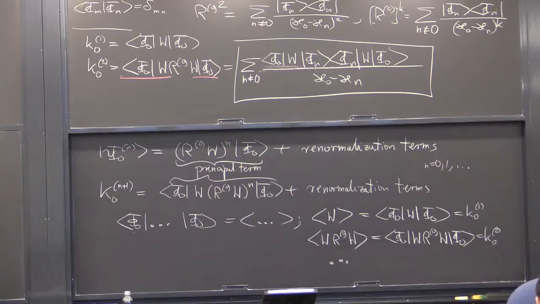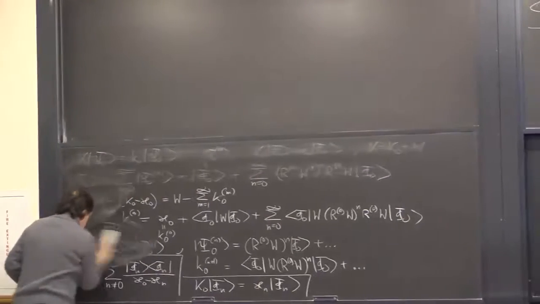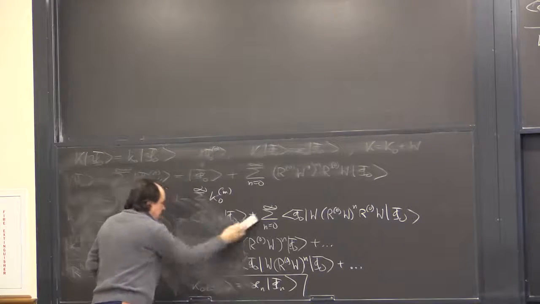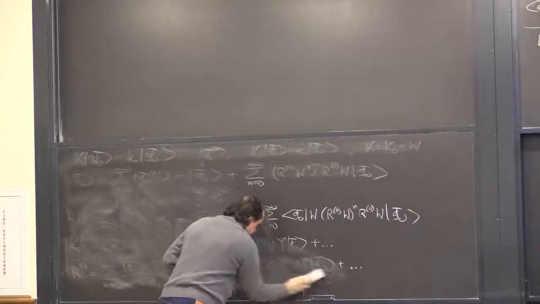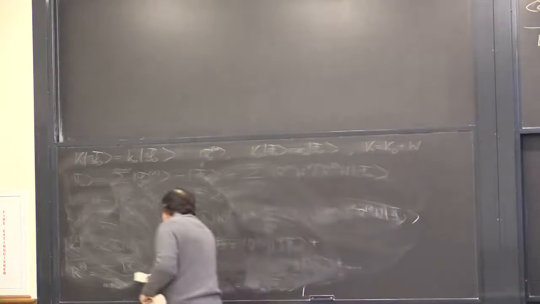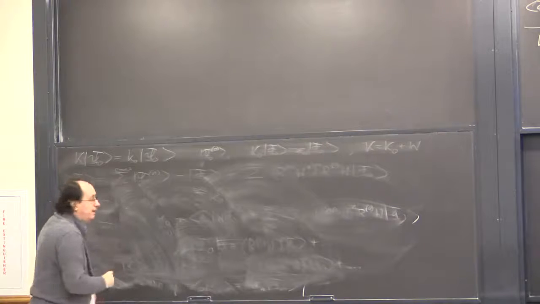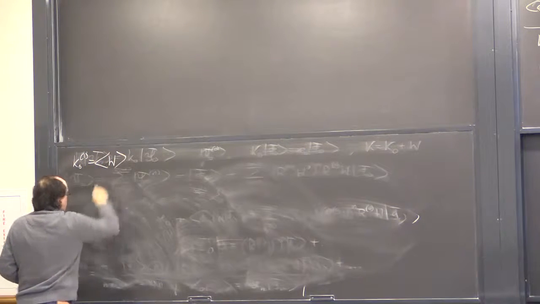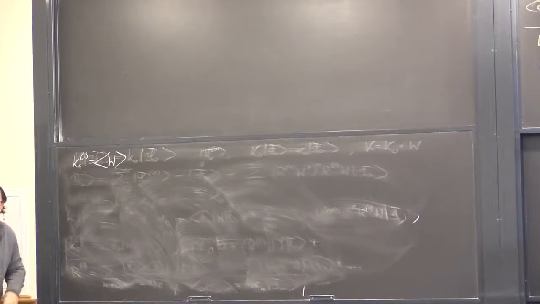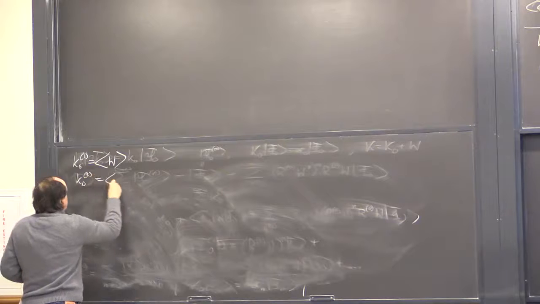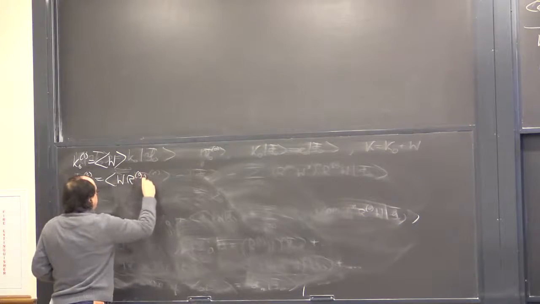With this notation, our various corrections to the energy, or to the eigenvalue K0, will look like this. I already showed you how the lowest two look. In this new notation, the first order correction is simply the bracketed W. The second order correction is the bracketed W, R0, W.